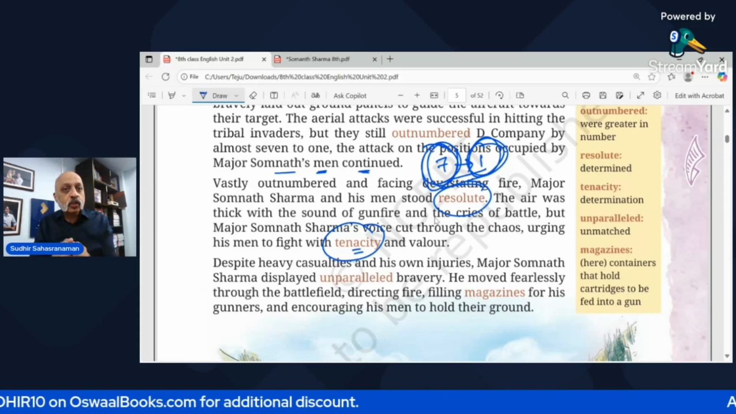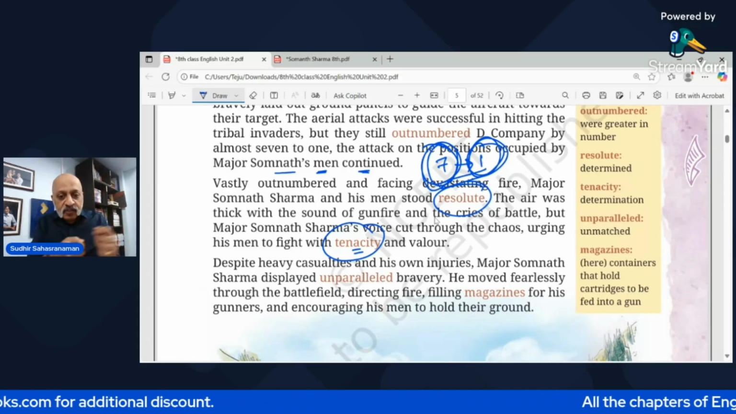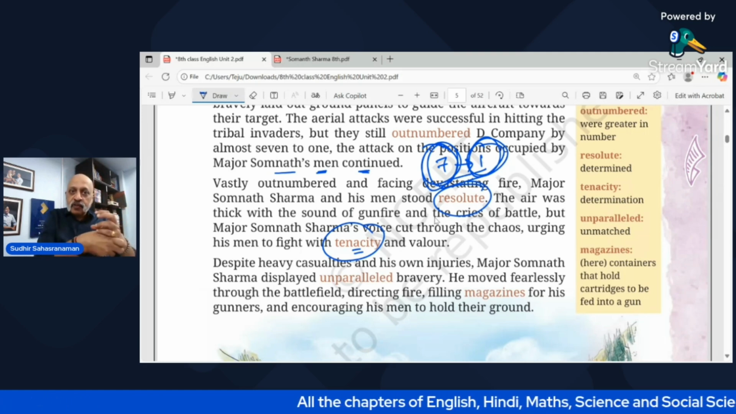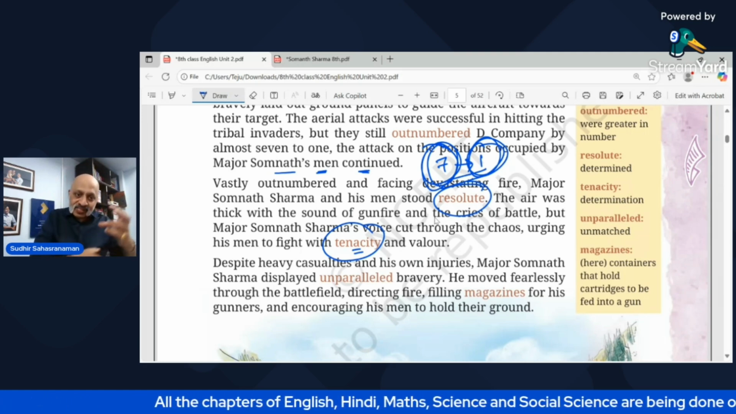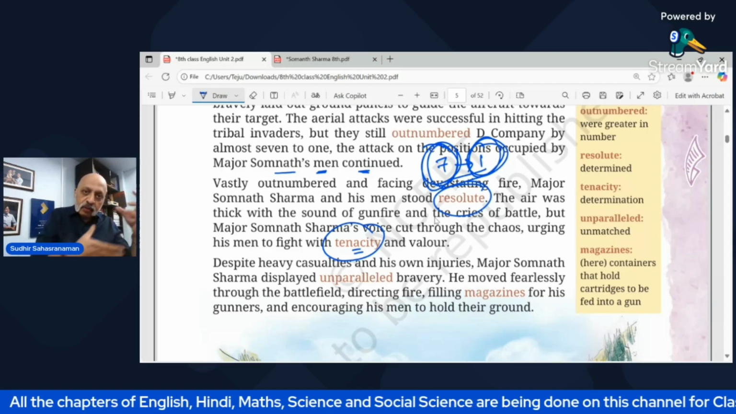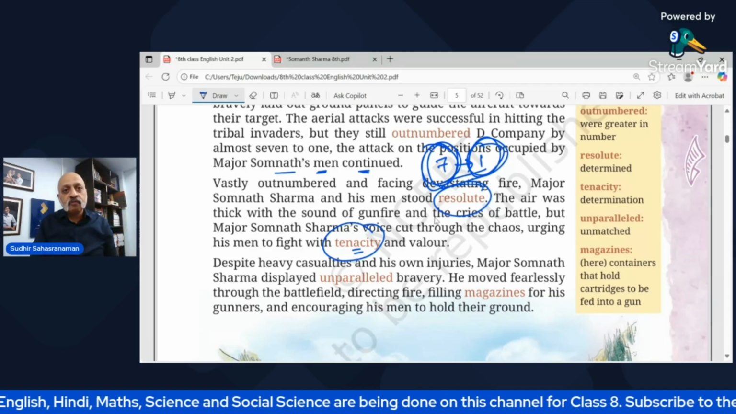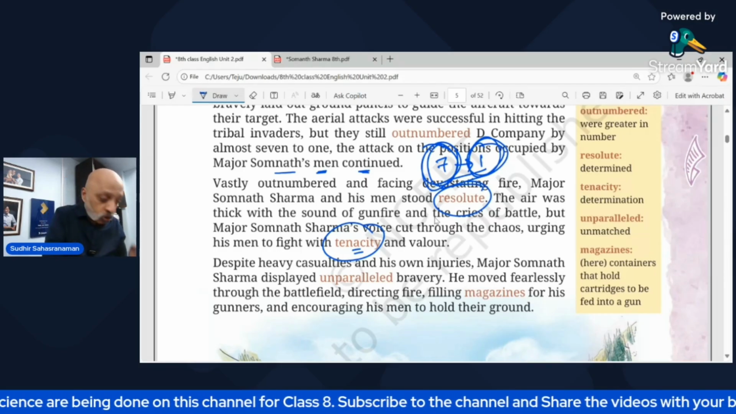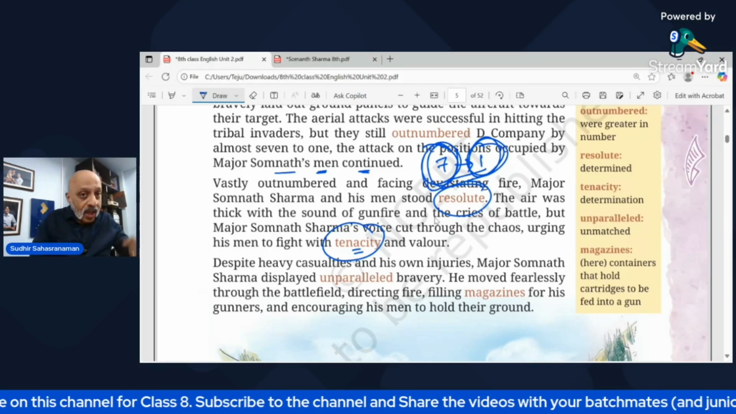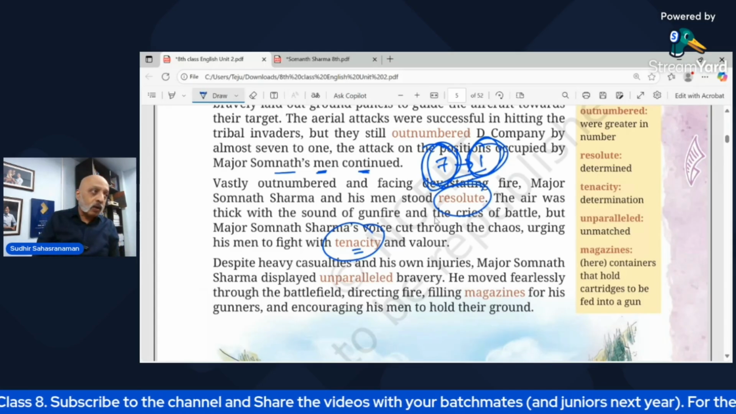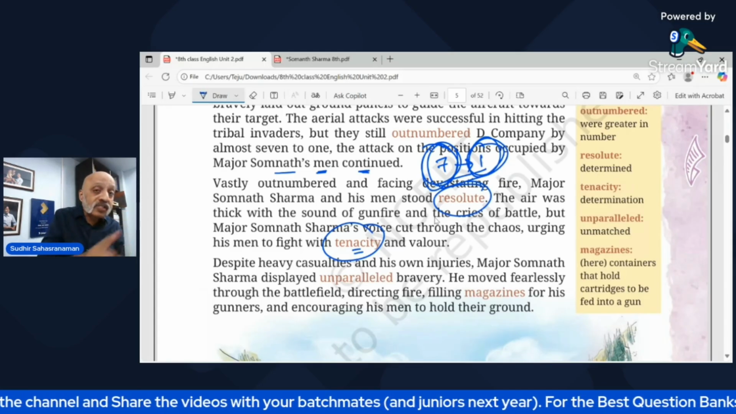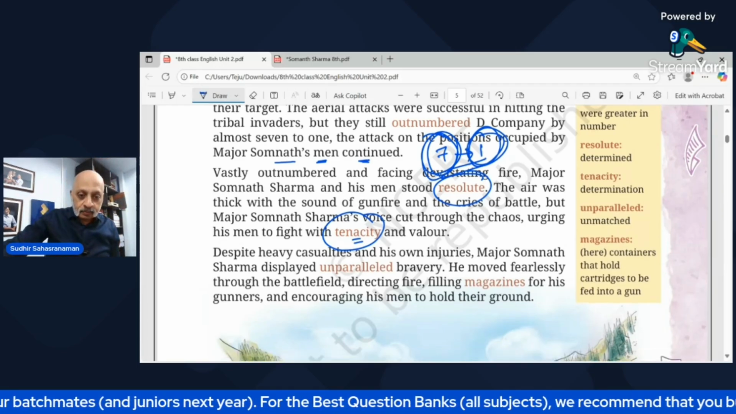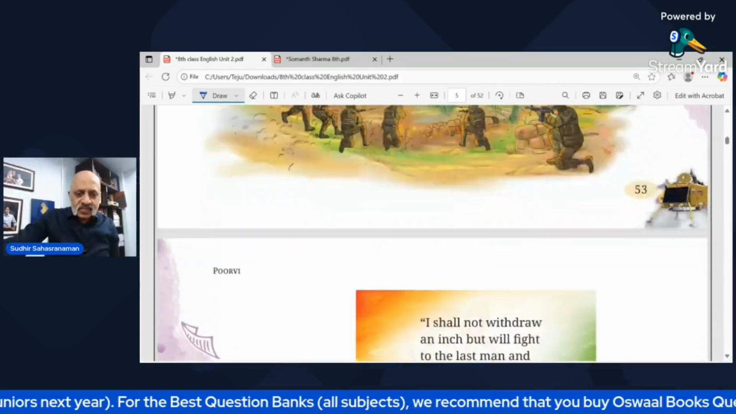He moved fearlessly through the battlefield, directing fire, filling magazines. Magazines are the containers which hold the cartridges which have to be filled into the gun. The bullets will be in the magazine, basically to be fired from the weapon for his gunner. So he was doing all that work also, because remember, his left hand was not okay, and he was encouraging his men to hold their ground, that come what may, under no circumstances will we give up till more reinforcements come into Badgam. So you can see this.